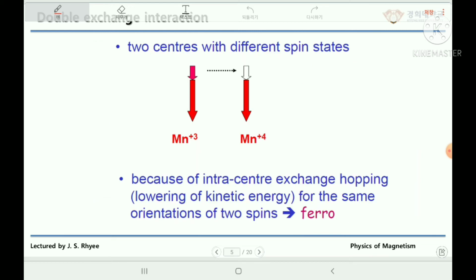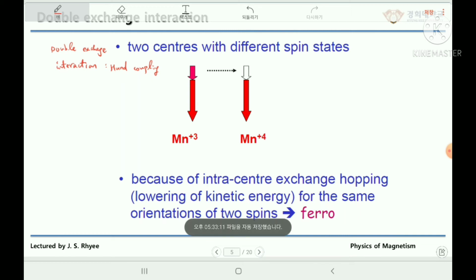The other interaction is the double exchange interaction. Double exchange interaction comes from the Hund coupling. We already know the Hund rules from the previous lecture. The first rule is to maximize the orbital angular momentum. The second rule is to maximize the spin angular momentum. And the third rule is that J equals L minus S in the less than half filled case, and L plus S in the more than half filled case.